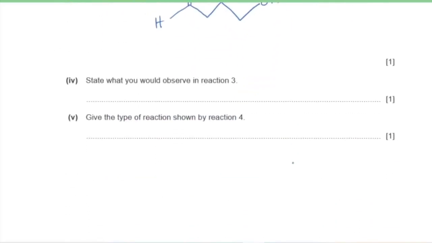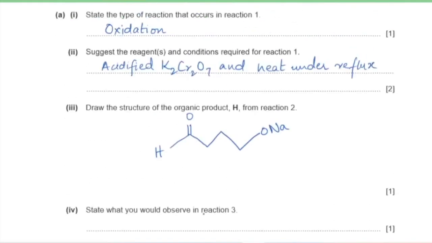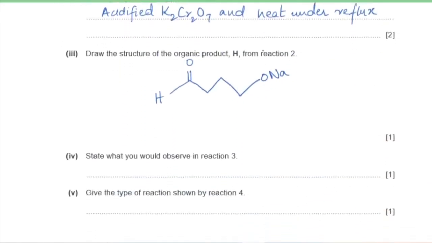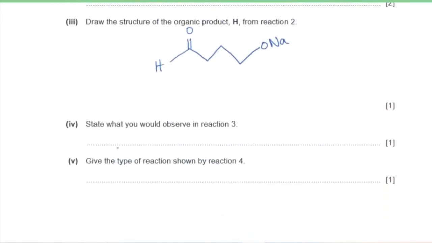Part 5, state what you would observe in reaction 3. So reaction 3 is the aldehyde group being oxidized to a carboxylic acid group with Tollens reagent, which will change its colorless solution to silver precipitate. So colorless solution to silver precipitate.